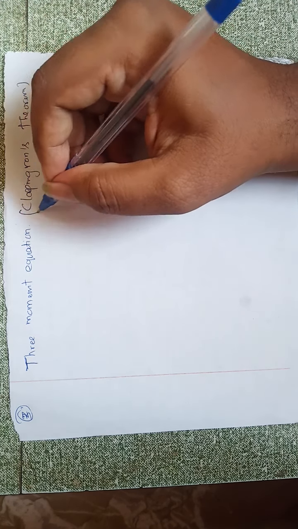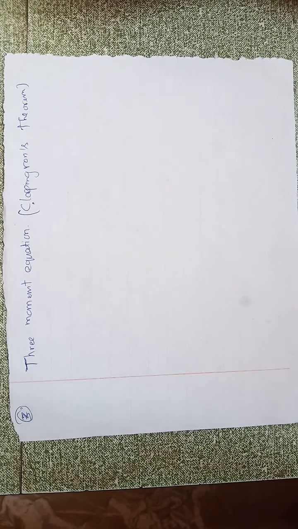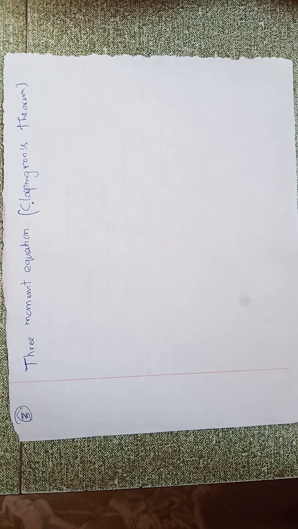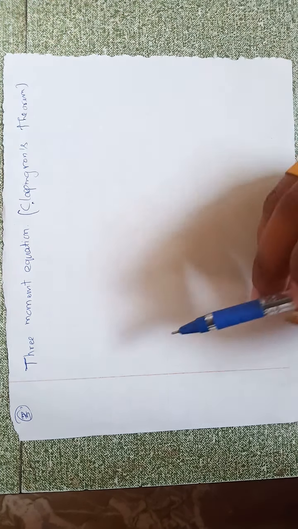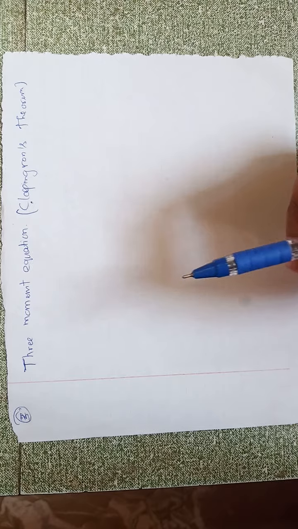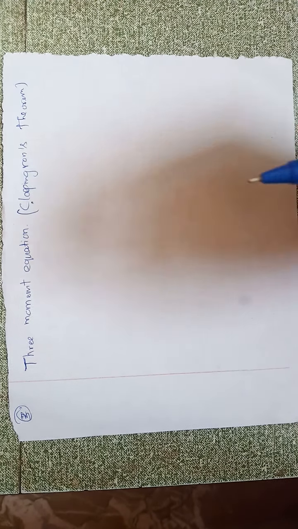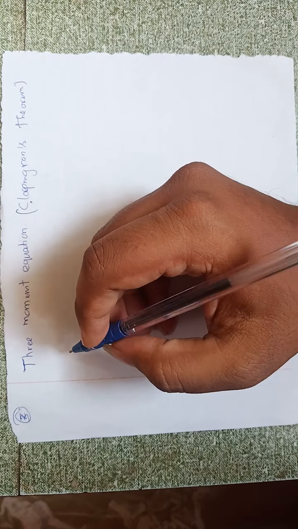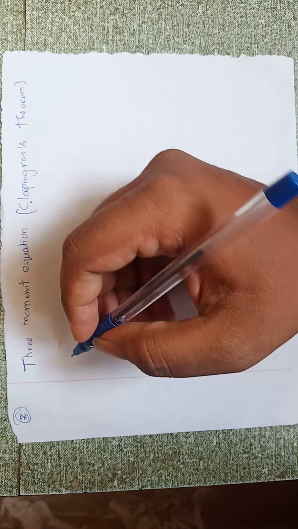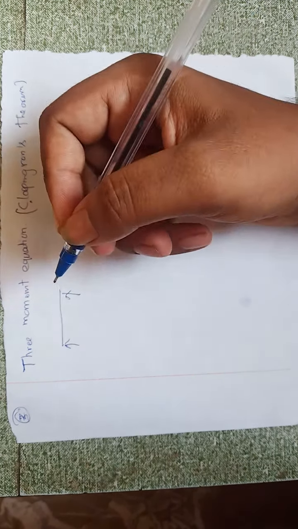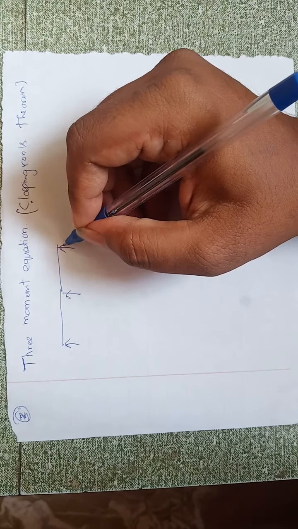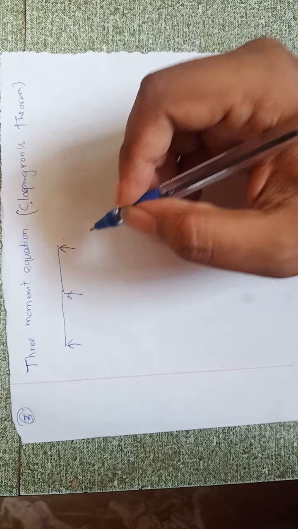So this theorem is nothing but it is based on the principles of superposition. You have to separate all the moments, and you will add all the things. So first thing, the equation is, for example, you have a continuous beam with three unknowns here.